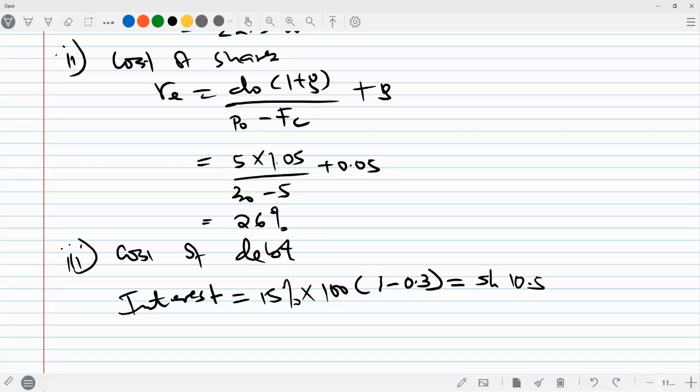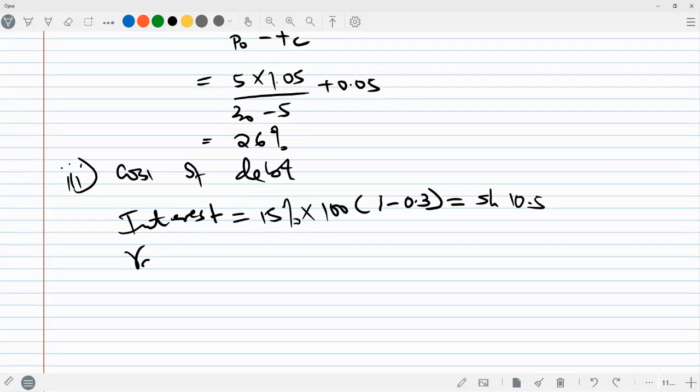Okay, they give us the interest expense on an after-tax basis. Therefore, the cost of the debenture, of this debt, is equal to the after-tax interest divided by the market value P naught, and we express this as a percent. So we go 10.5 divided by P naught.